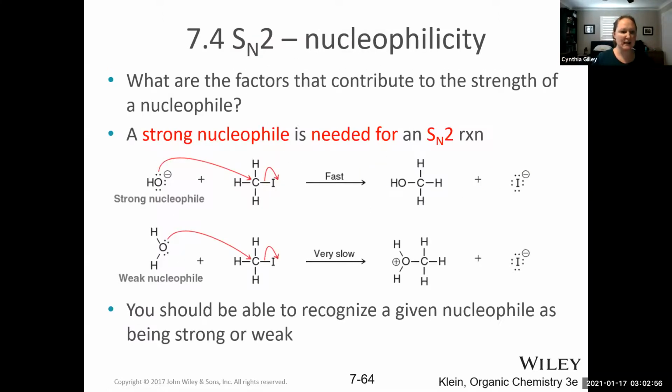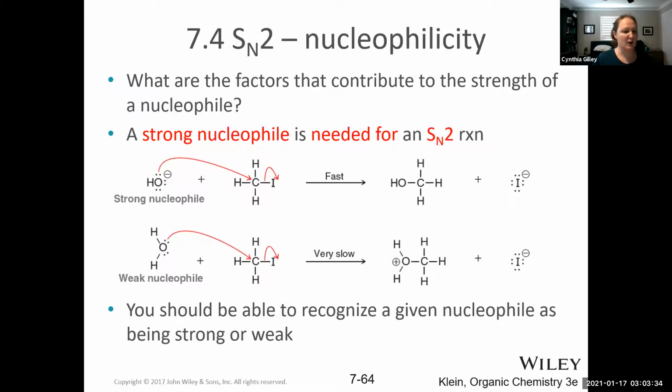So let's talk a little bit about nucleophiles, because it is important to recognize that an SN2 reaction requires a strong nucleophile. It requires a strong nucleophile because the nucleophile concentration is important, as it's involved in the rate determining step. So it's much more likely to be an SN2 reaction if you have a strong nucleophile versus a weak nucleophile.